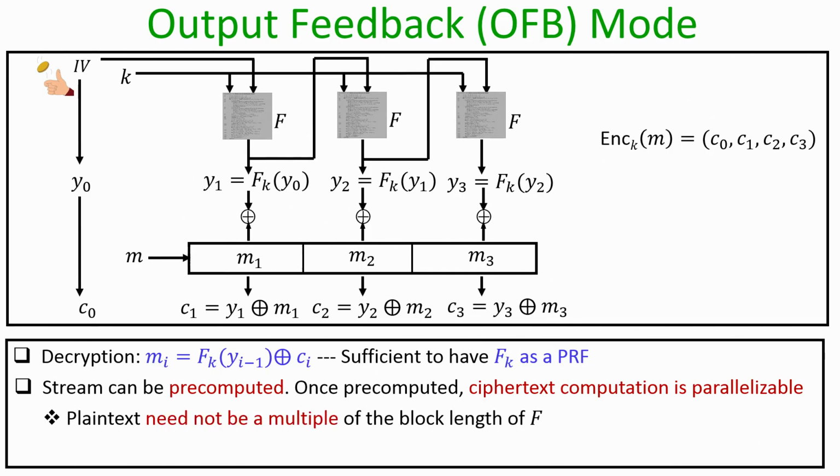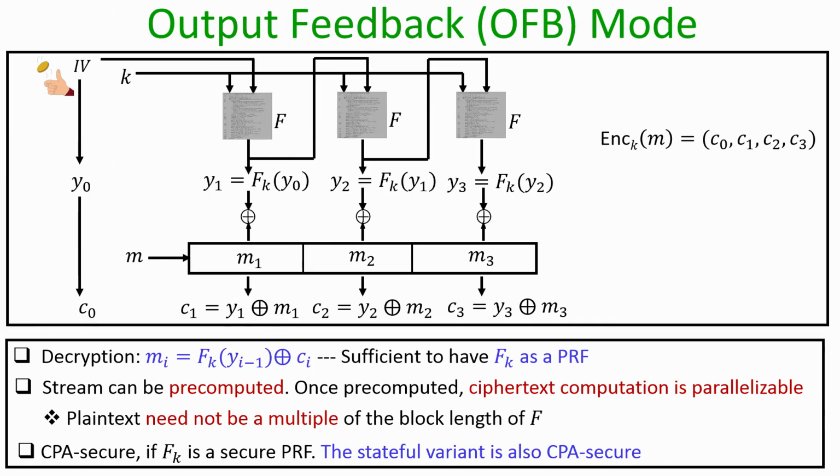Moreover, another advantage here is that the plain text need not be a multiple of the block length of your underlying function f. That means here we do not require any sophisticated padding to make the length of the message a multiple of the block length of your underlying function before encrypting the message. So, this is unlike your CBC mode of encryption, and it can be proved formally that if your underlying keyed function fk is a secure PRF, then this mode of operation, namely the OFB mode, is CPA secure.